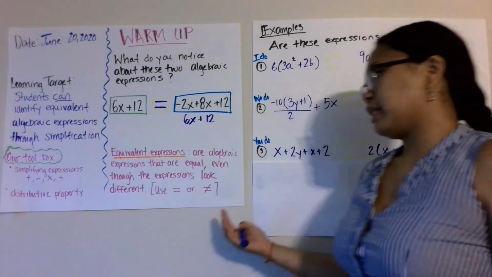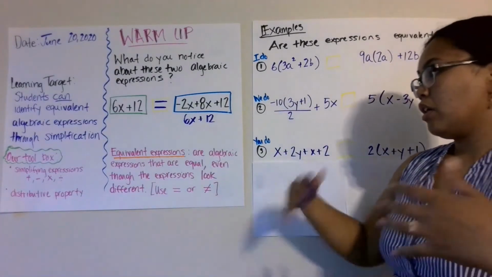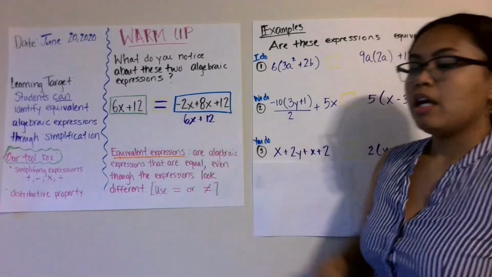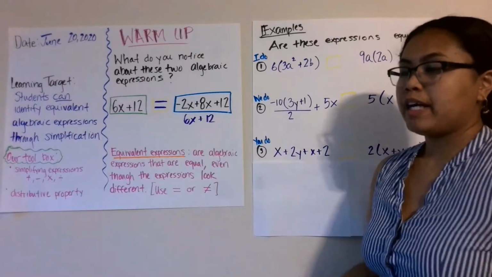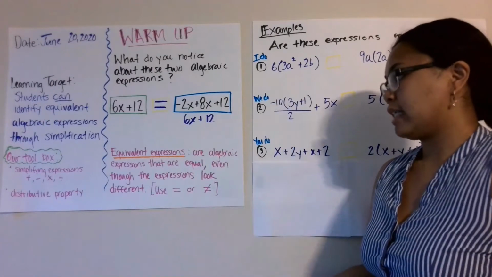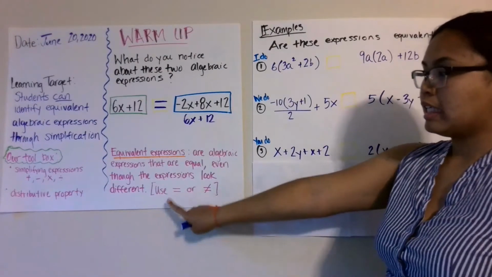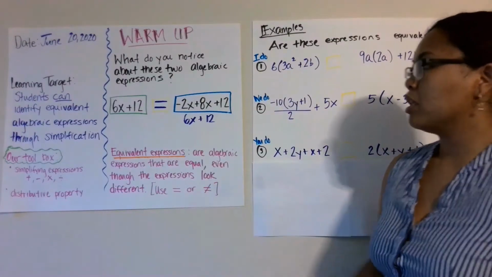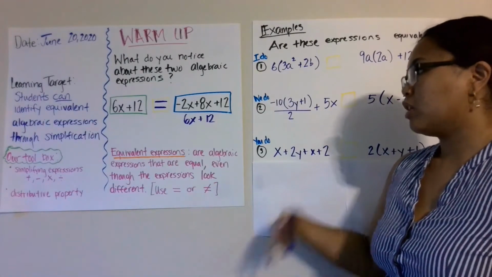Our algebraic expressions are equal, even though the expressions look different, right? We saw that these two look different. They were still the same. They simplified to the same expression. And so we like to use the equal sign or the not equal sign, which is just an equal sign with a slash, to determine whether they're equivalent or not.